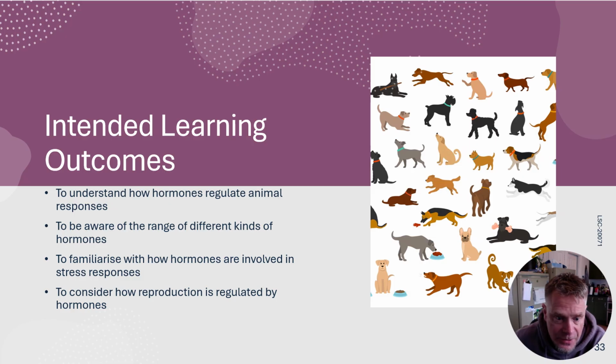Remember the learning outcomes for this session: understand how the hormones are regulating animal responses, be aware of the different kinds of hormones. So we've had quite a tour of different hormones. Familiarise yourself with how the hormones are involved in stress responses. We've done that. And consider how reproduction is regulated by hormones. We've done that too.